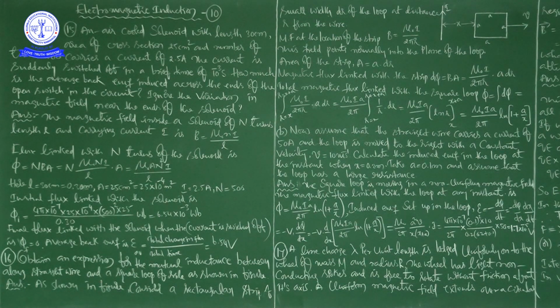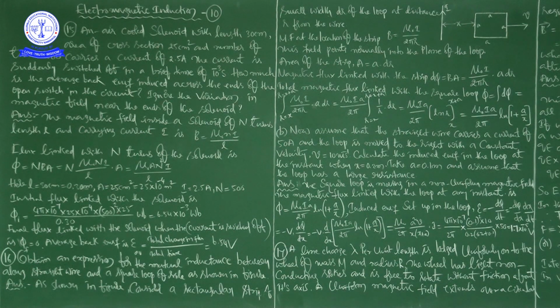Final flux linked with the solenoid, when the current is switched off, that is phi f is equal to 0. When current is switched off means phi f is 0.